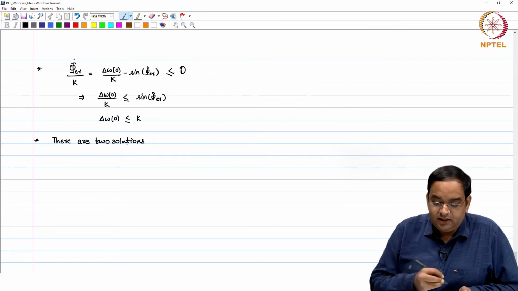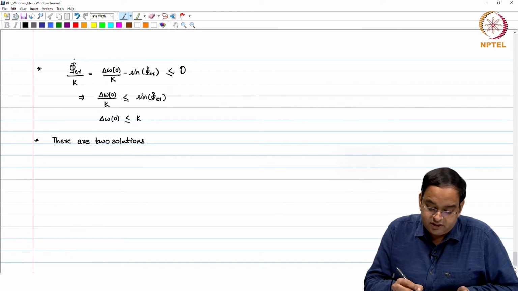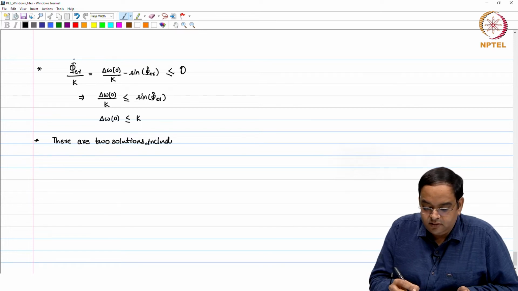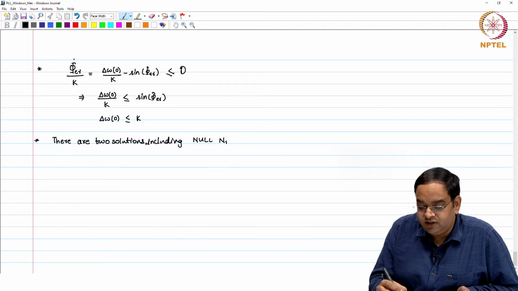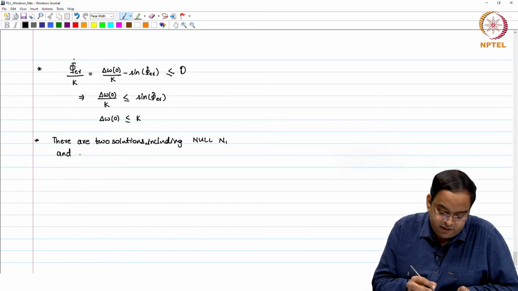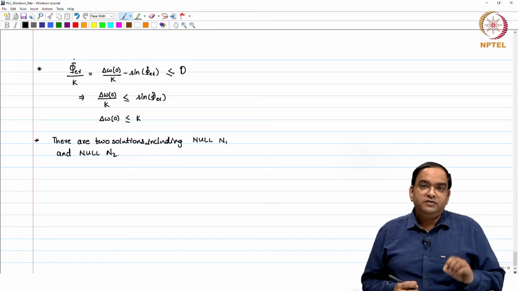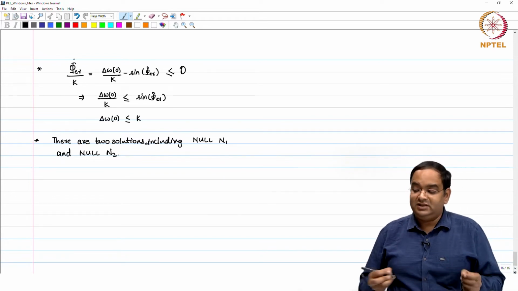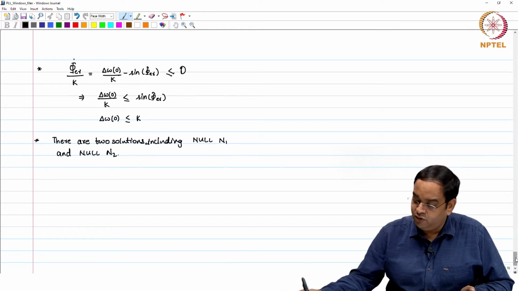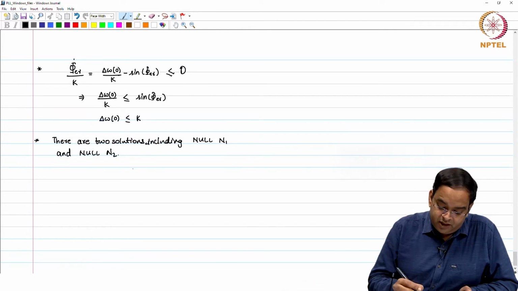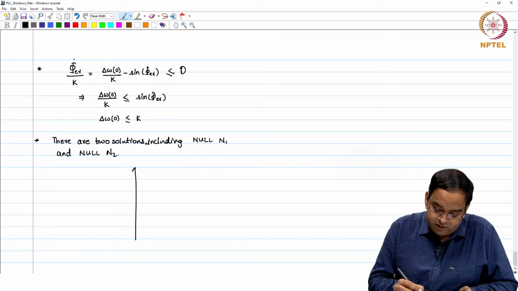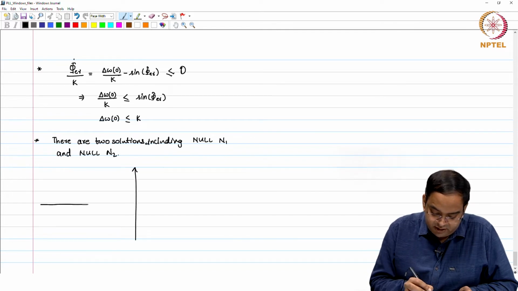Okay. And there are two solutions, including null 1 and null 2. Which of these solutions is a stable solution? That is something which we need to figure out, right.